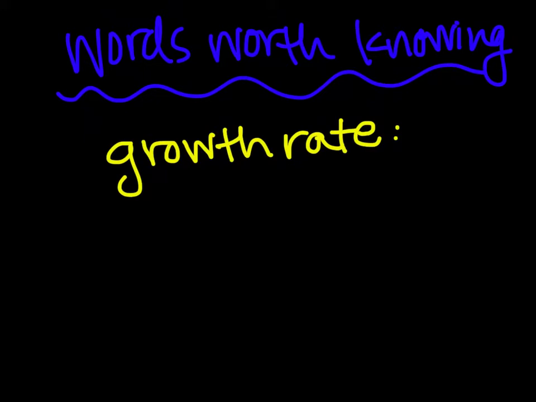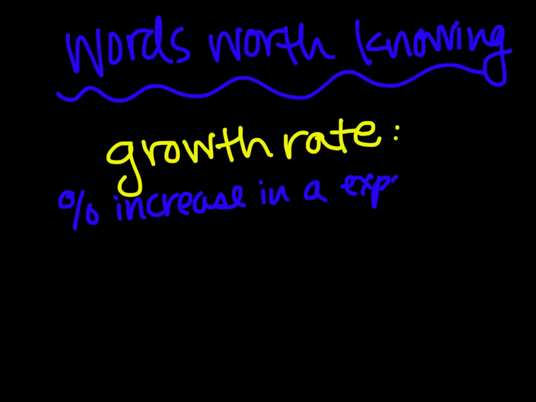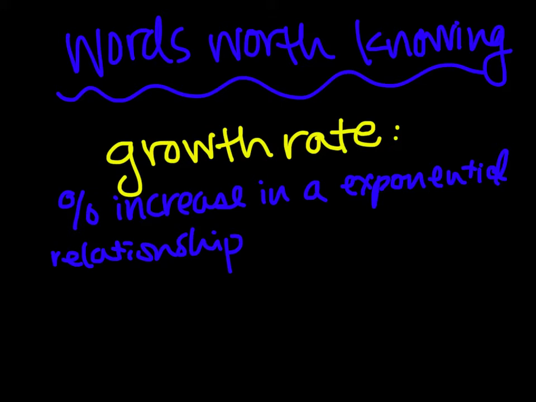So growth rate specifically is essentially a percent increase in an exponential relationship. When we think about growth factor, we have a number that we're increasing by. So say we have 10 of something and we have a growth factor of 1.8, and we're looking at 1 year. We're going to be timesing 10 by 1.8 and we'd get 18.